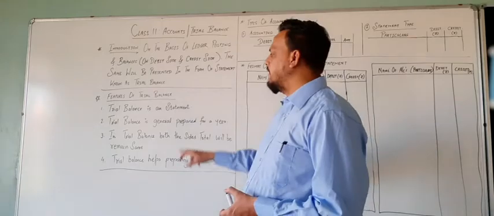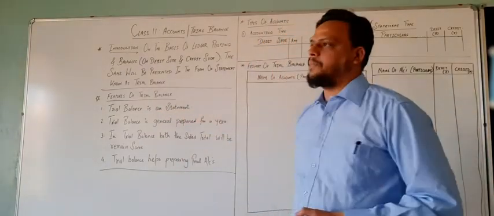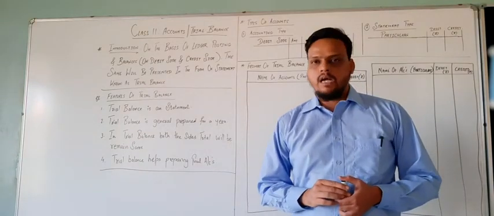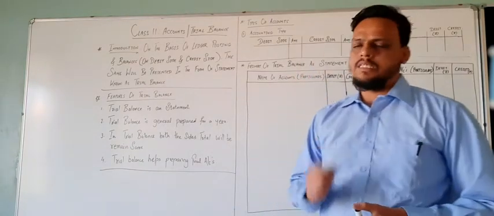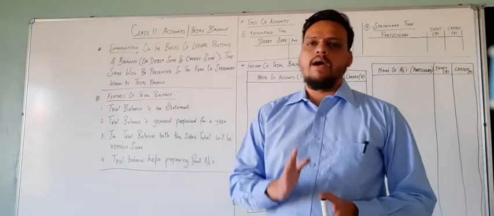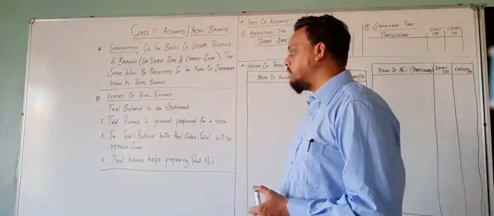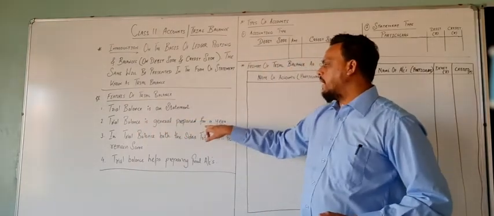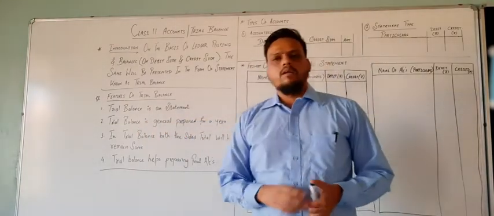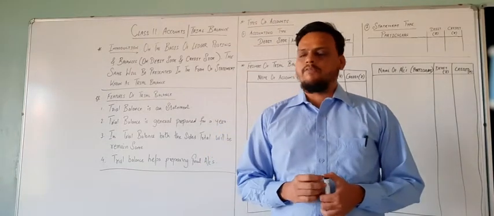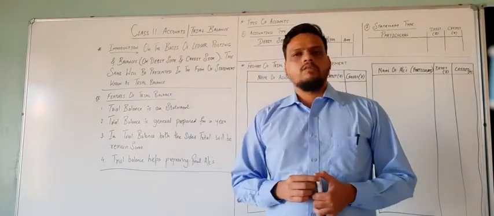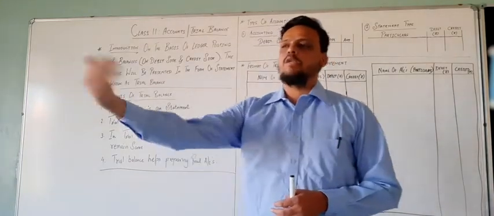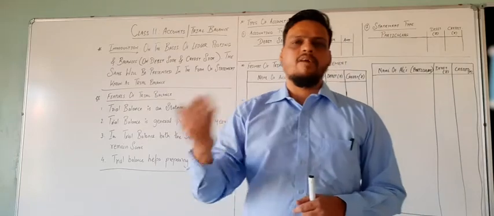The first point is that trial balance is a statement. Yes, it is a statement for preparing the final account. It is considered a statement. The next point is that trial balance is generally prepared for a year. Here, we can say that the trial balance is ongoing, where the year is continuously moving to the next financial year.